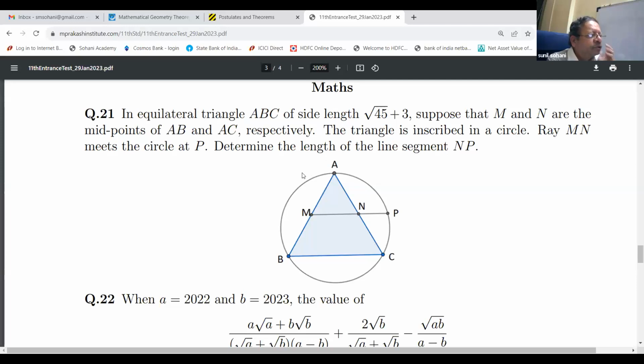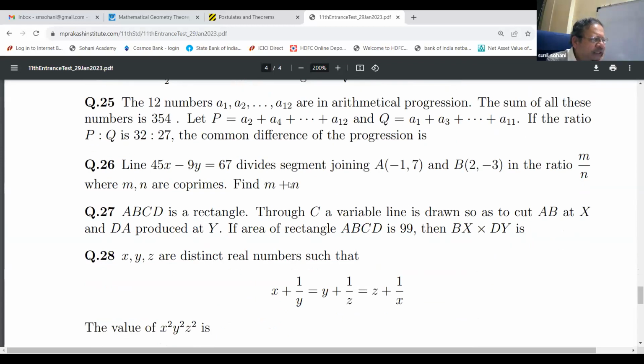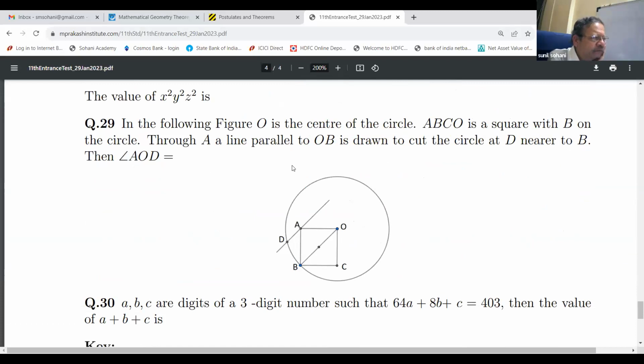Okay, so here is the paper of January 2023, starting from question 21. To begin the class, I am going to ask you to solve one question on your own for the first 5 minutes. Can you see the question fully? Question 29 is the first question. I want you all to figure out the solution.